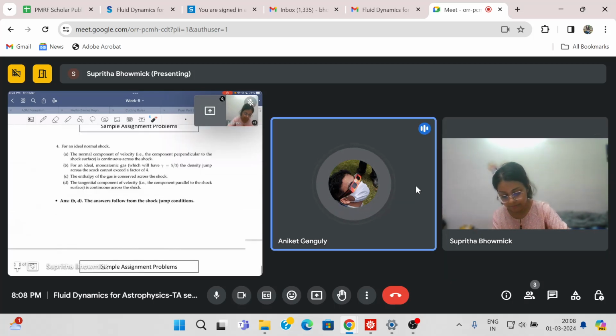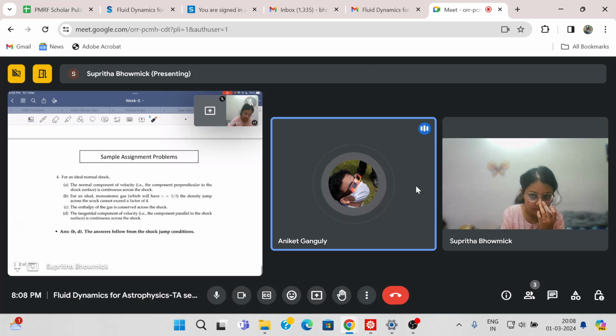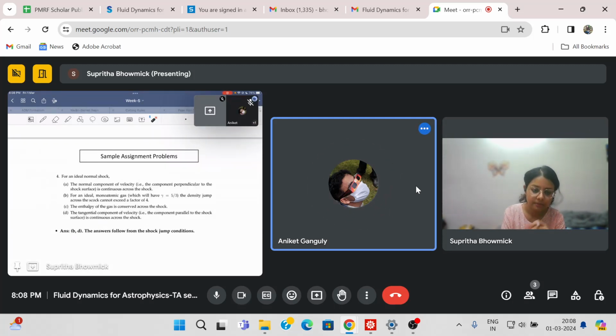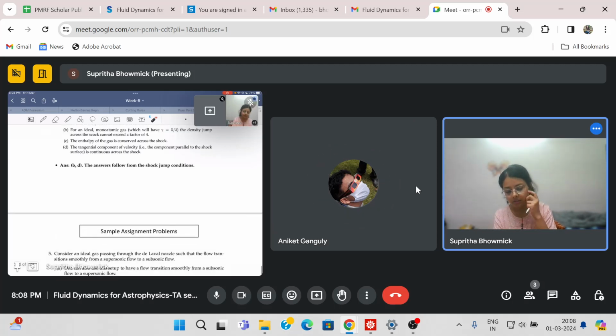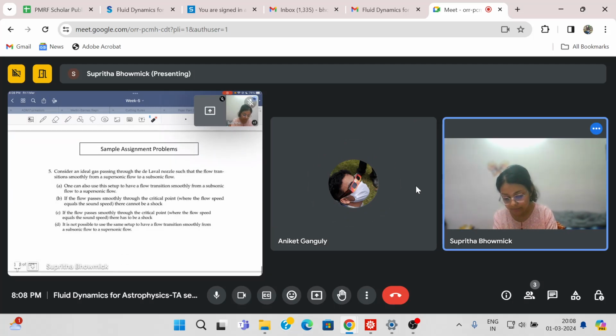Actually, is it proper to call it enthalpy, or should it be more appropriately called the specific enthalpy? Because we are talking about the enthalpy per unit mass. You're right, specific enthalpy. Okay, good, very good.